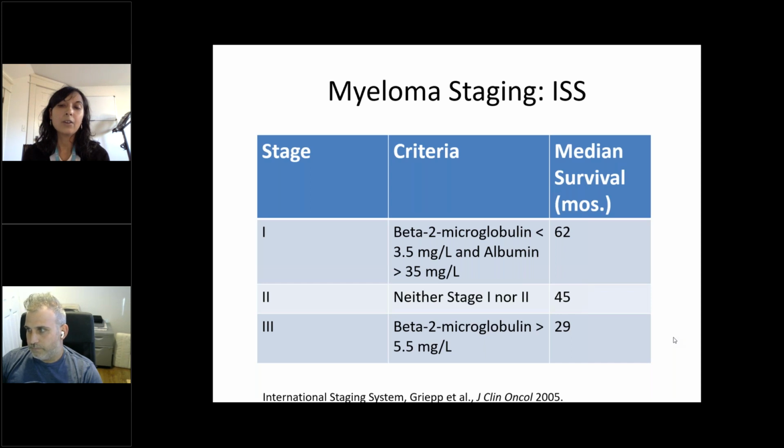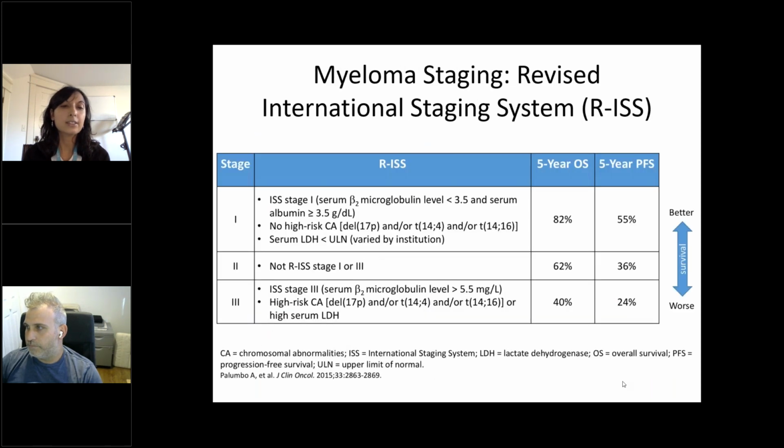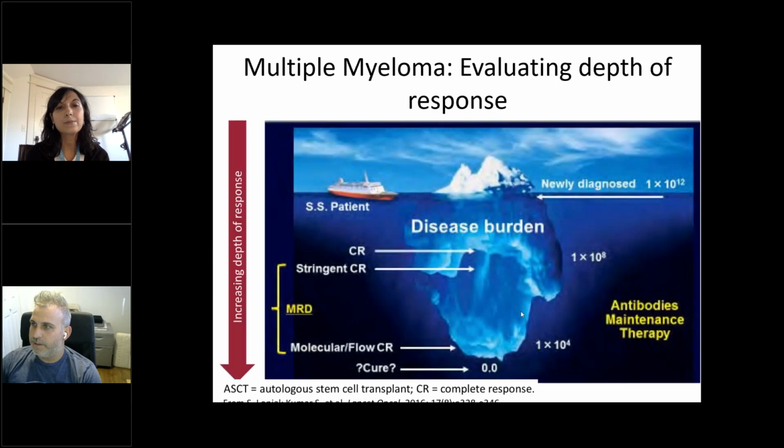But we often find that in the patients with the revised ISS stage 1, we're sometimes seeing survivals of 8 to 10 years as listed on that slide. So a lot of it has to do with disease burden, the behavior, and then also the biology, so the genetics. Okay, thank you so much for that.